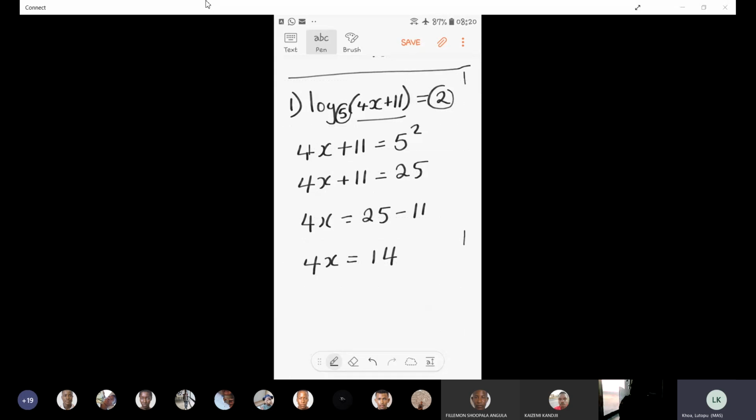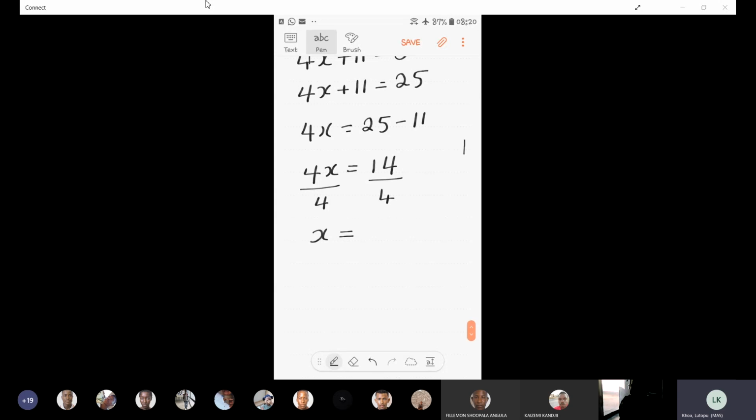Then what I do is I divide by 4 on both sides. Divide by 4, divide by 4. This means that x, if I write this in the simplest form, is 7 over 2.